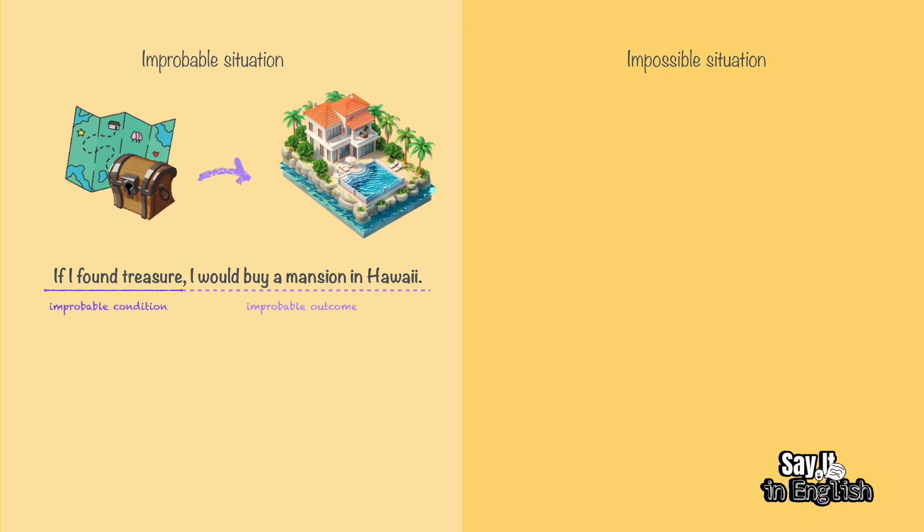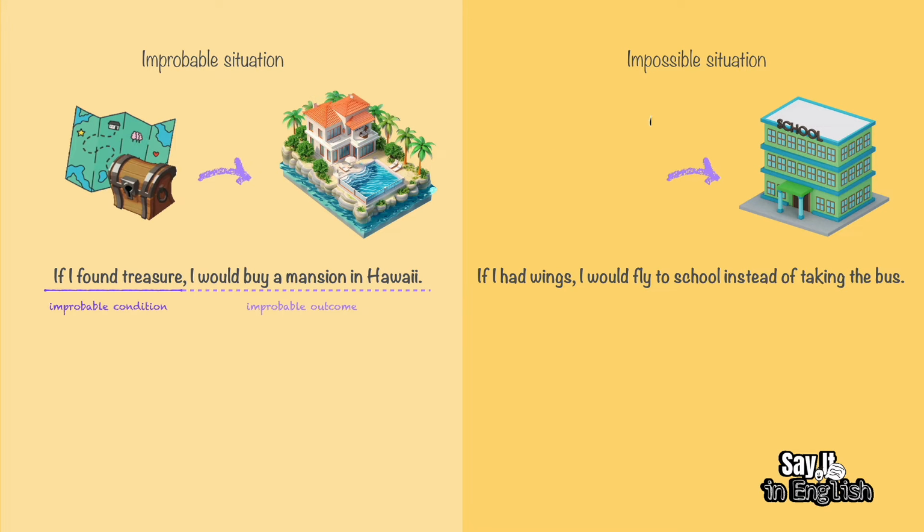One instance of an impossible situation is, if I had wings, I would fly to school instead of taking the bus. Humans can't grow wings. This makes the situation impossible, so the outcome of flying to school is impossible.